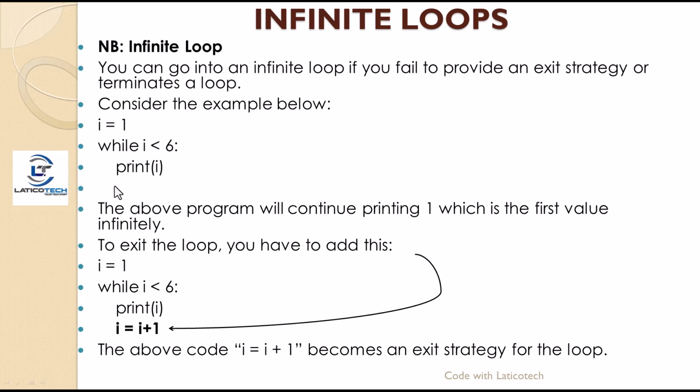If I don't put my exit strategy, then it will keep printing 1 for me without giving any code block down there. So the alternative way to do that is after the print I, which is here, I can now say increment or decrement. So here, this will serve as an exit strategy for me. Okay, alright, so let's see how to do that one in our code editor.